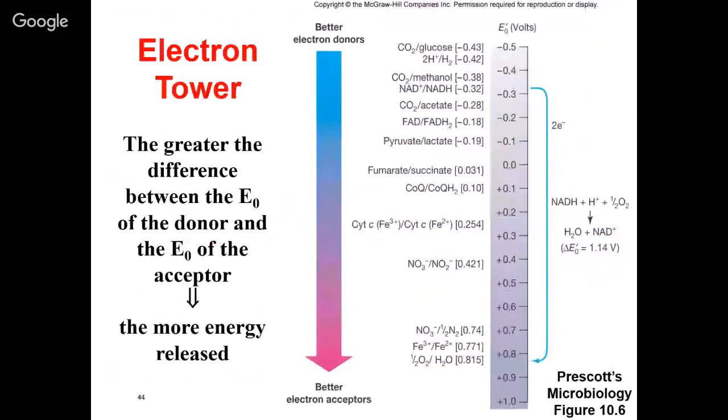And then remember the electron tower? What's going on is it's saying these guys up here are better electron donors. They want to give electrons up, and these guys down here want to take electrons. And that makes some sense, because here's water and oxygen down here at the bottom.